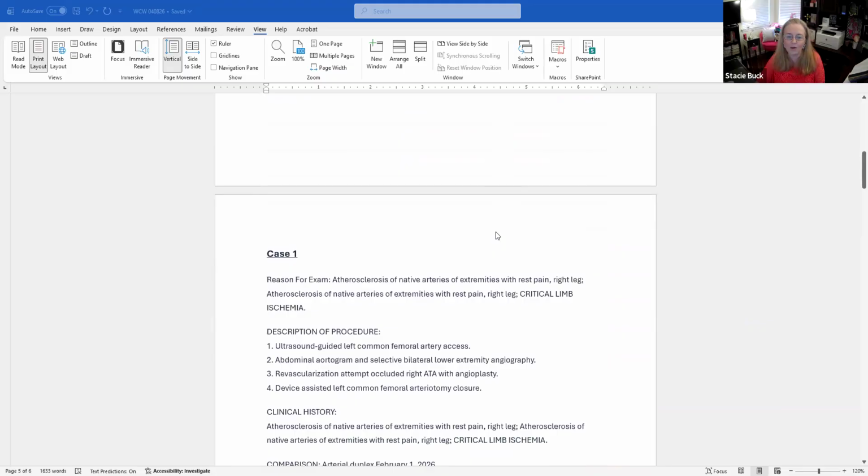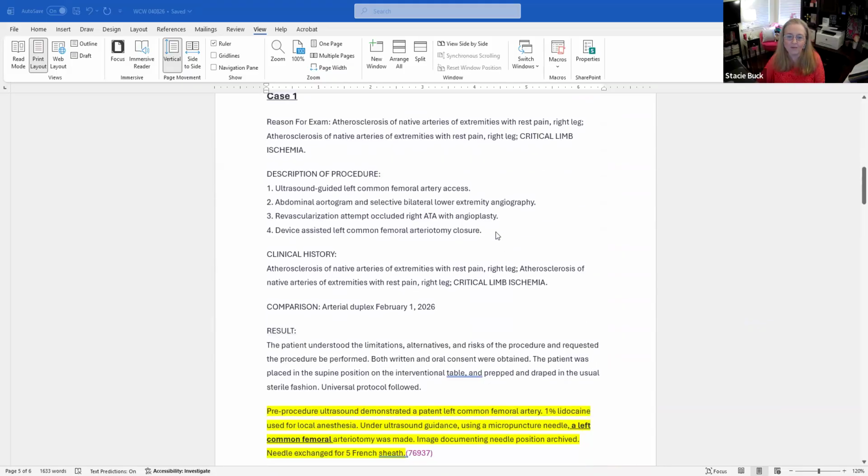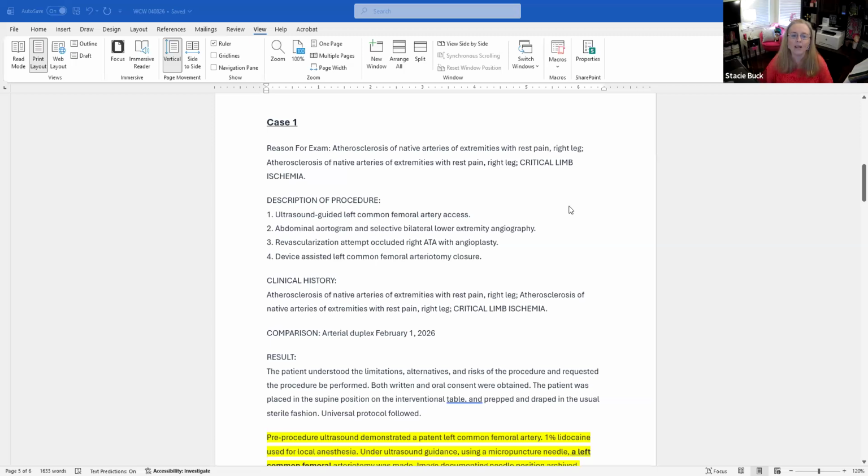So our first case involves an angioplasty of the anterior tibial artery. In this particular case, you are seeing exactly what was submitted to me. I do not have any information about any prior imaging that occurred on this patient. The information in the clinical history matches the reason for the exam, and that is the atherosclerosis with rest pain in that leg with critical limb ischemia. So that's all that we know.